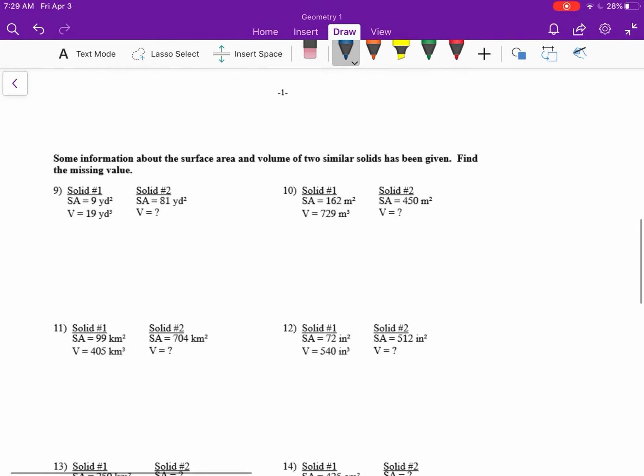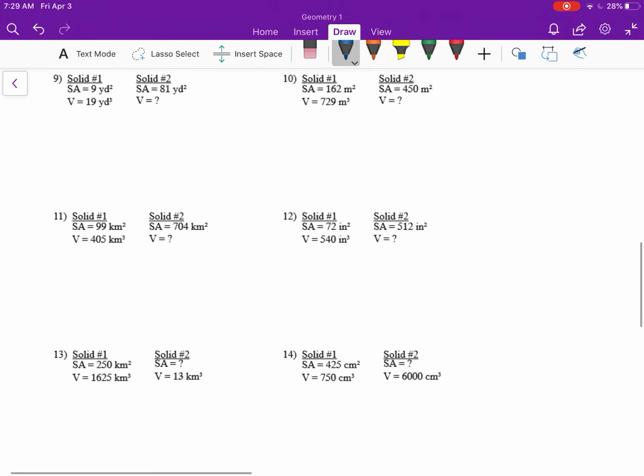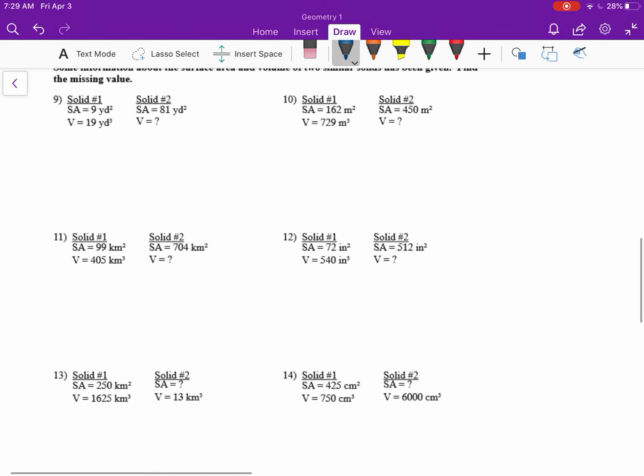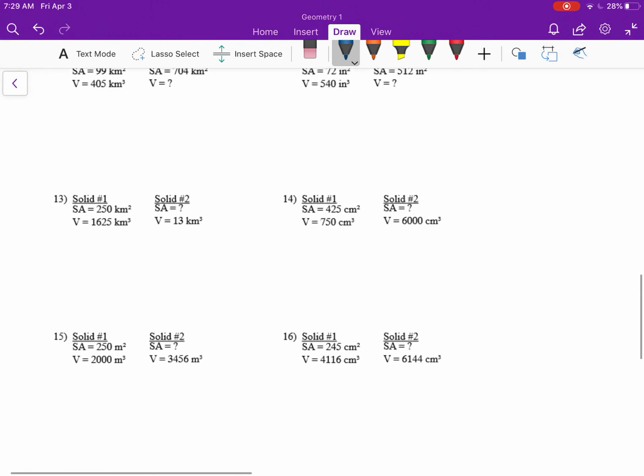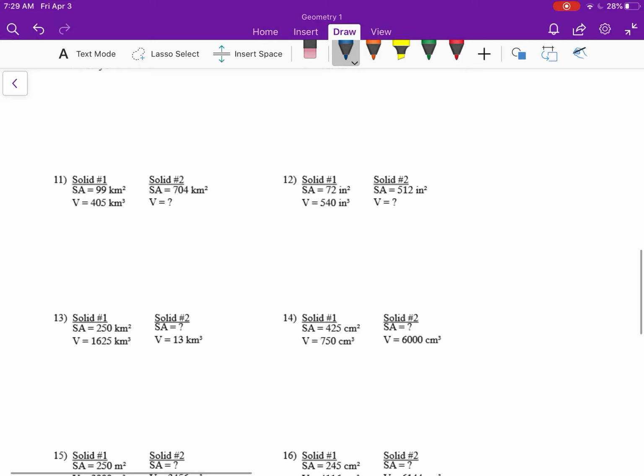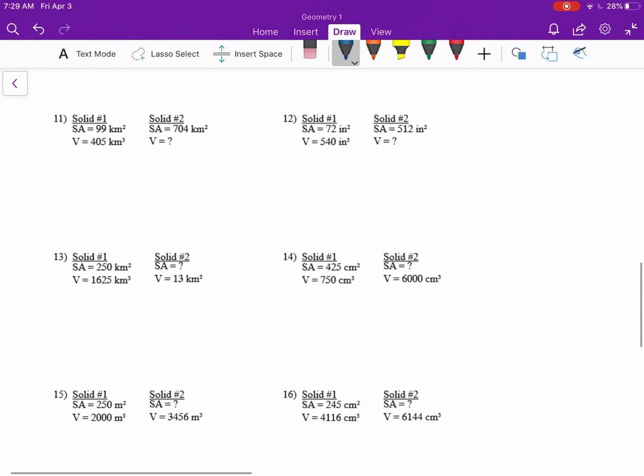And moving on to the last group, some information about surface area and volume of two similar solids has been given. Find the missing value. So you notice on the first four, there's a volume missing, and on the second four, there's a surface area missing. So let's go ahead and look at these. What we want to do as we approach these types of problems is go ahead and make a ratio of the ones that we know.